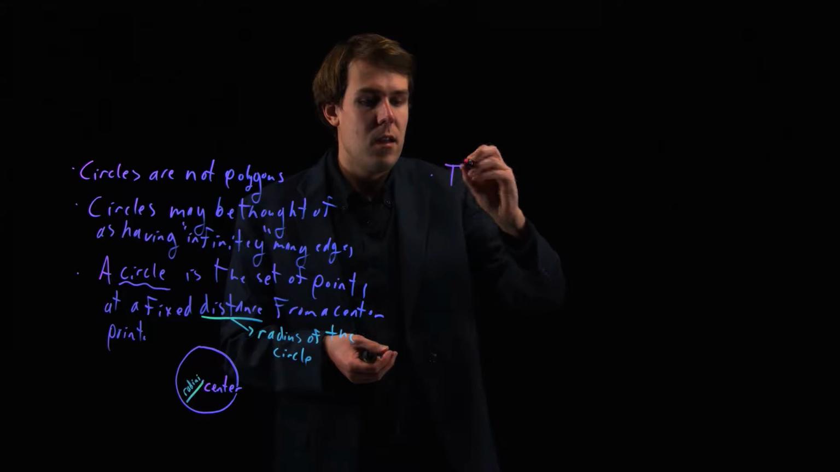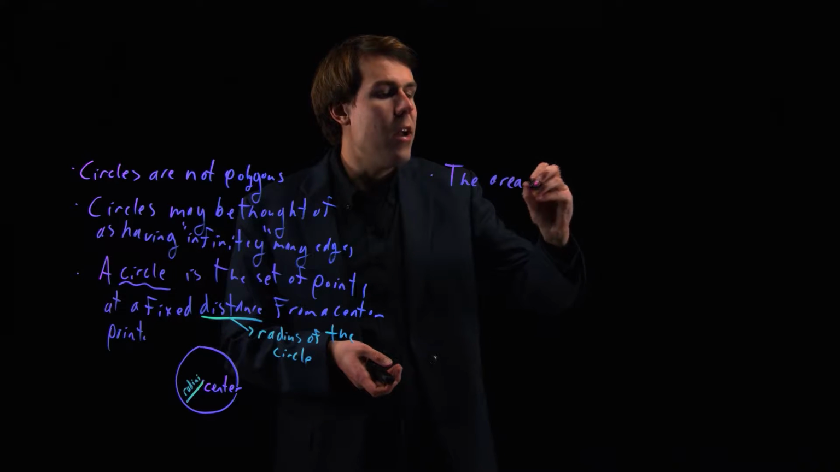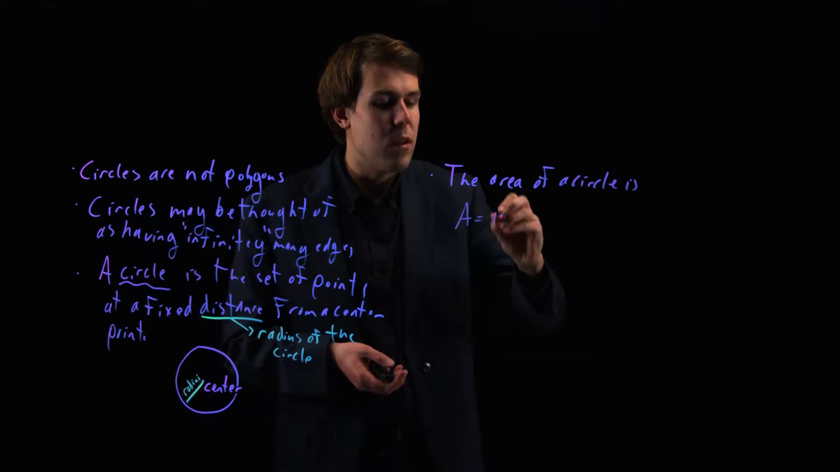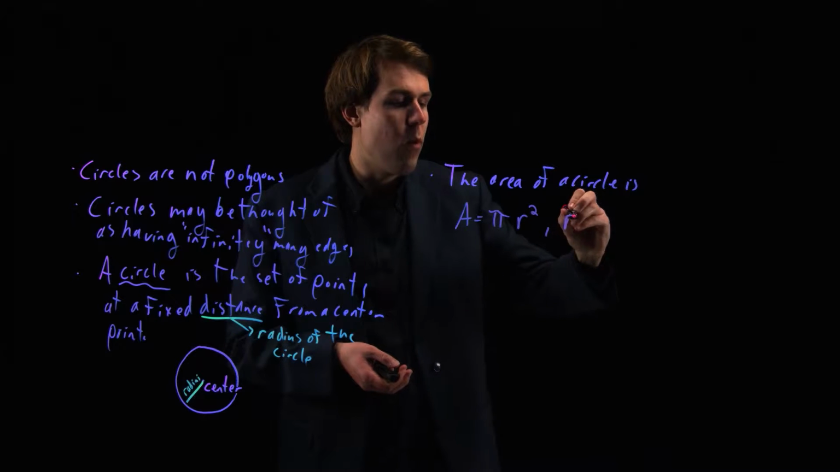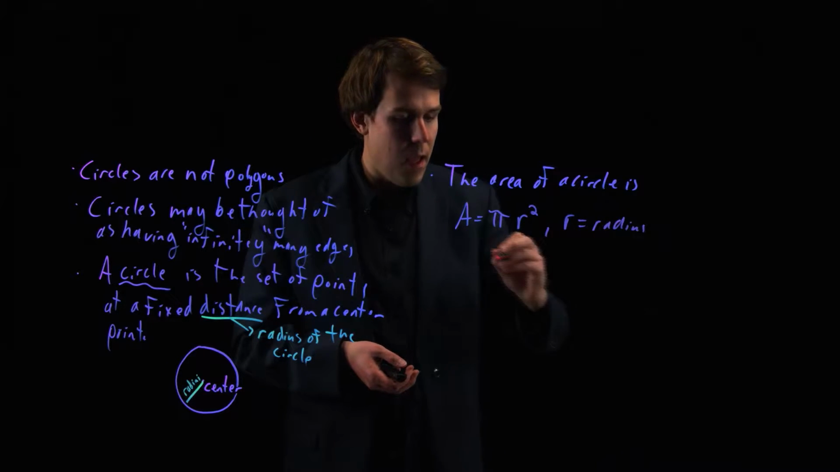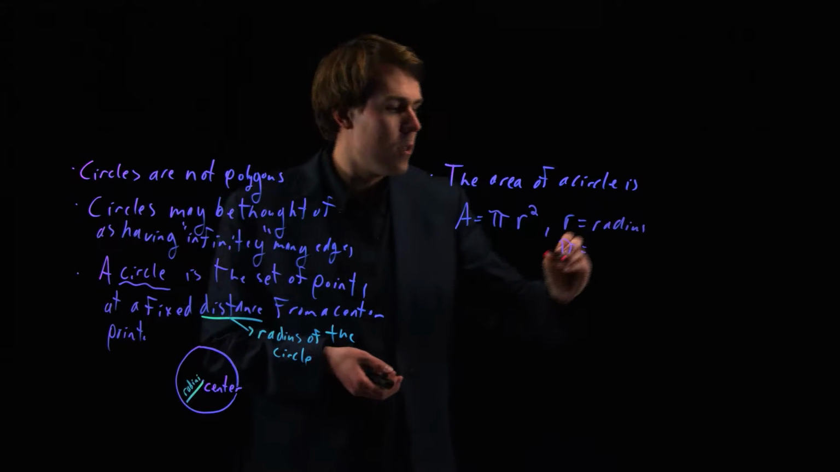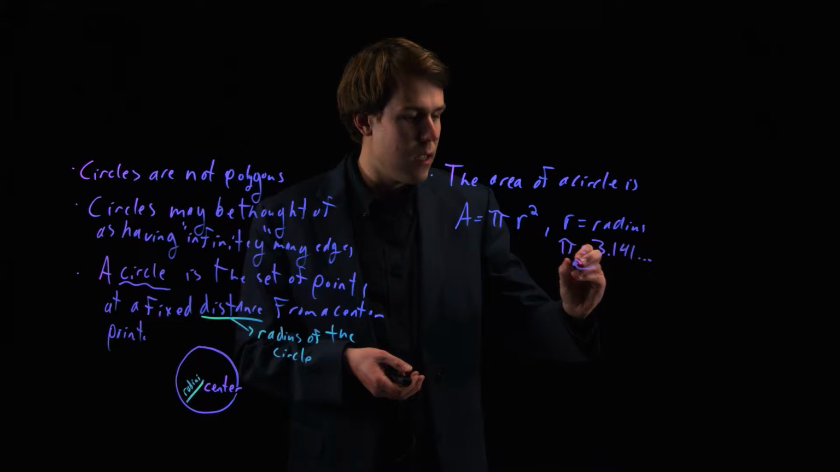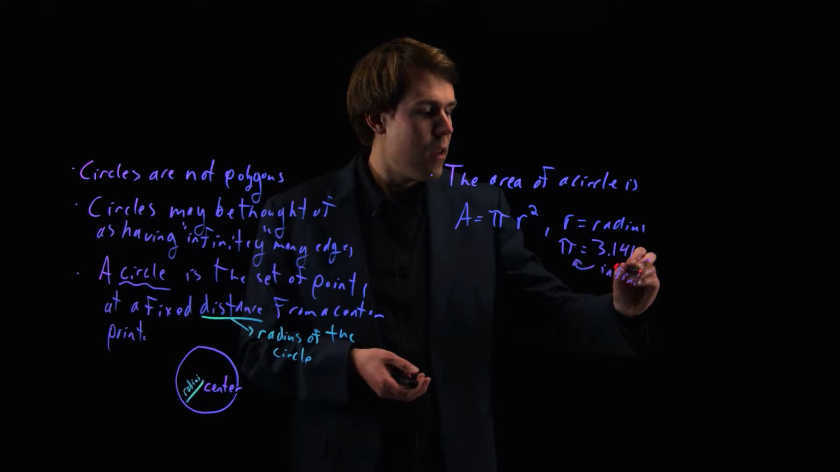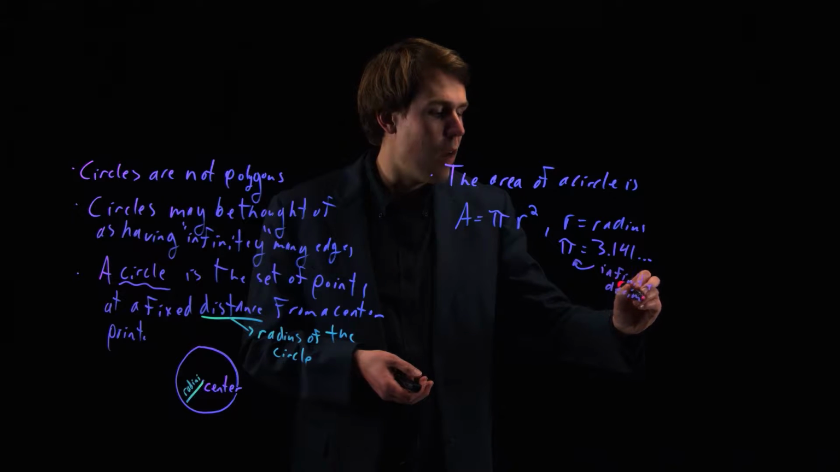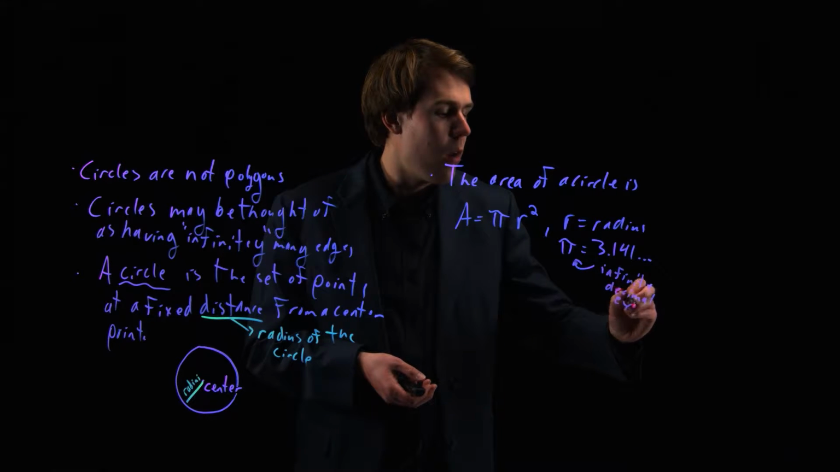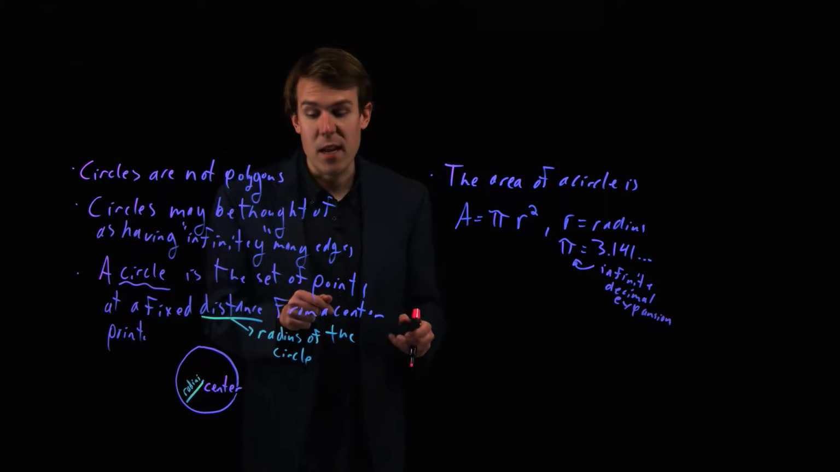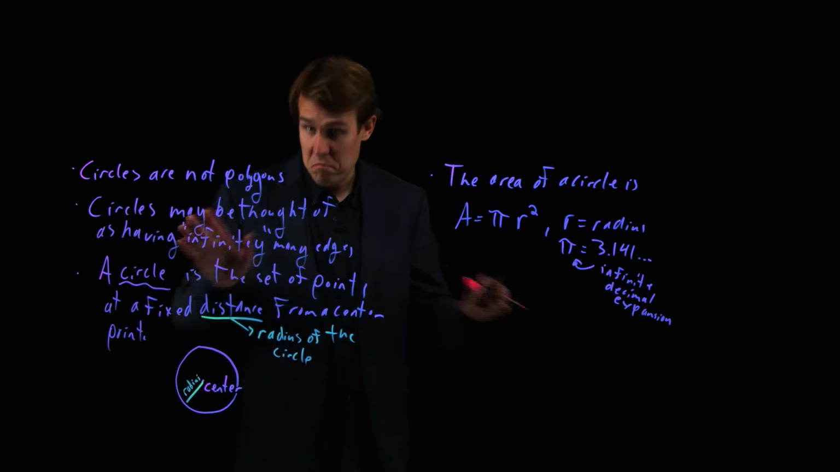So famously, the area of a circle is A equals pi times r squared, where r is equal to the radius. And pi is the famous 3.141 and so on. Okay, so of course this is an infinite decimal expansion, non-repeating, and so on. So to compute the area of a circle, I just really need to know its radius. I square that and multiply by pi, that's the area.